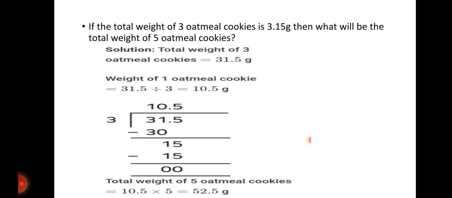The total weight of 3 oatmeal cookies is 31.5 grams, just like the question says. Then the weight of 1 oatmeal cookie is what? That means this 31.5 grams divided by 3 gives us 10.5 grams. Now, using the long division method, let's see, 31.5 divided by 3.